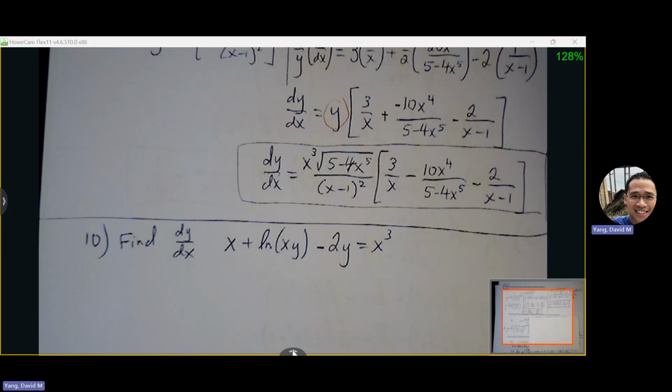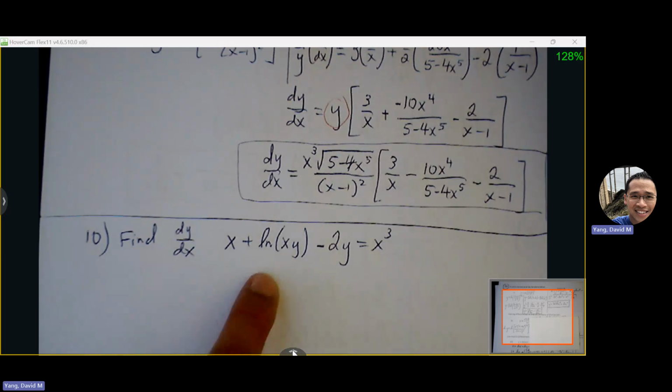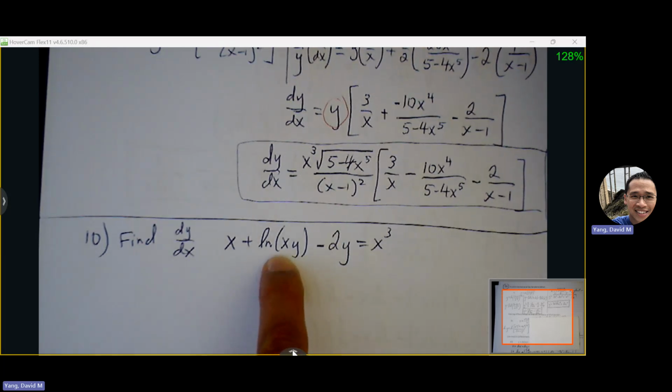But anytime we see a log or natural log, we always want to consider the possibility of expanding first, so that our derivative can feel a little bit easier, right? So the whole purpose of expansion is to make our derivative process easier.